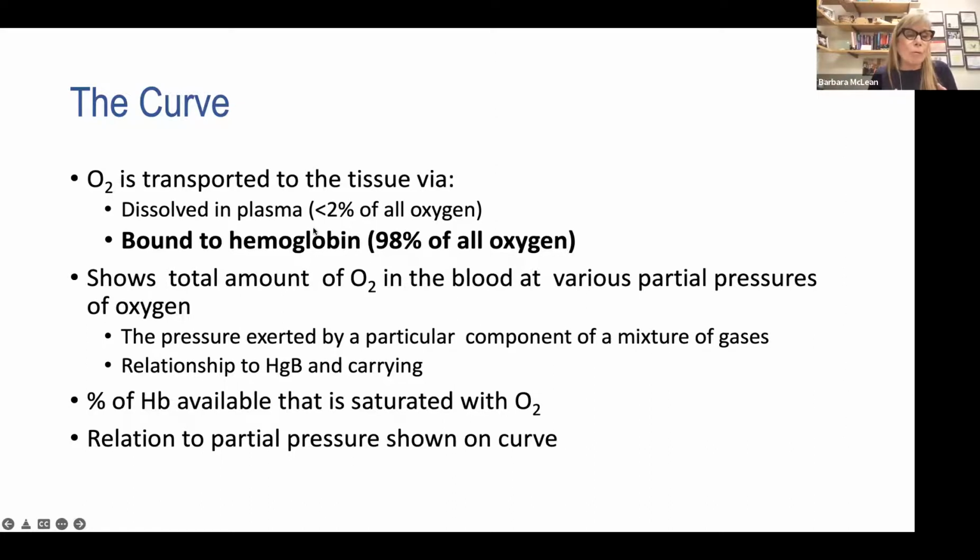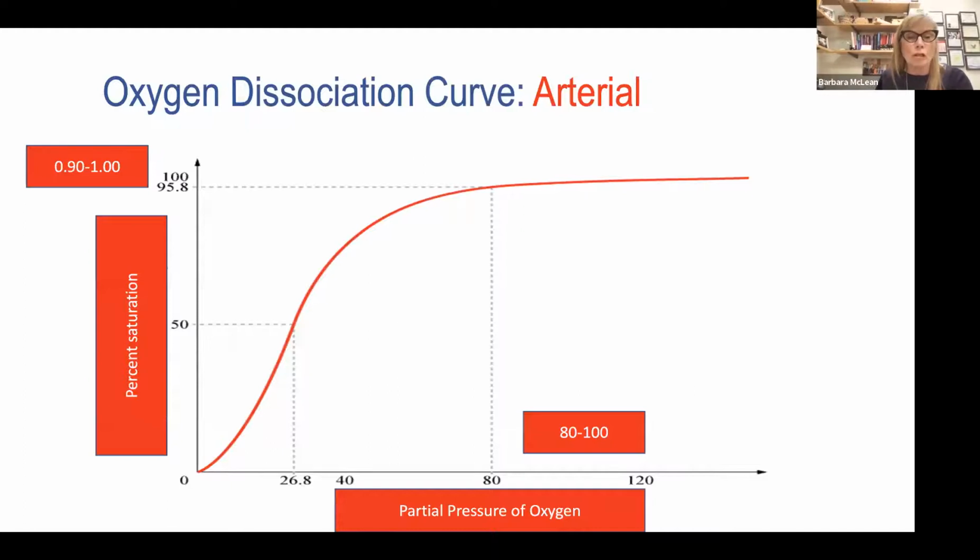So hemoglobin bound to oxygen is very sensitive. As the cells use more oxygen, the hemoglobin will release oxygen, meaning that it will start to desaturate so that oxygen can be used by the cell. Okay, that's what we talk about when we talk about an oxyhemoglobin dissociation curve.